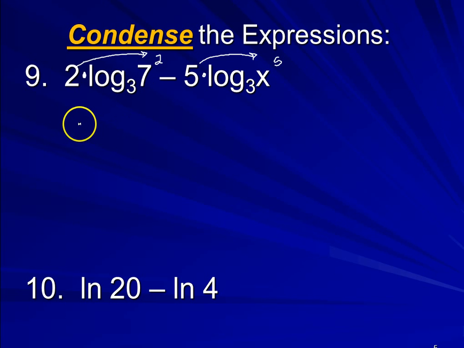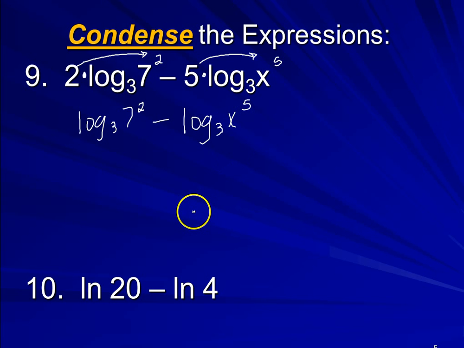Okay, well, what's that going to give me? That's going to turn into log base 3 of 7 squared minus log base 3 of x to the 5th. Well, 7 squared, I'm just going to cross it off and write 49 right below it. So I have log base 3 of 49 minus log base 3 of x to the 5th. My whole job in condensing is to get down to 1 log. I need to condense everything, so all I have is 1 log when I get done.